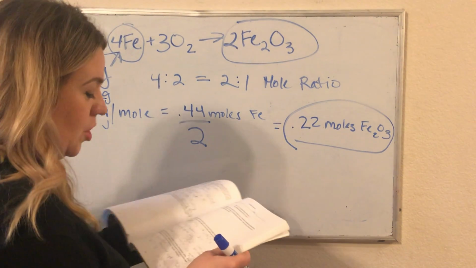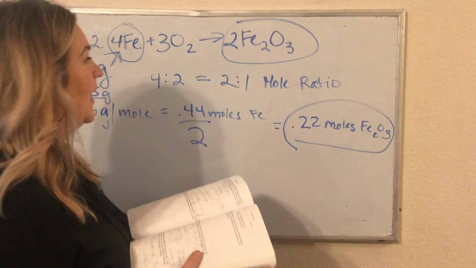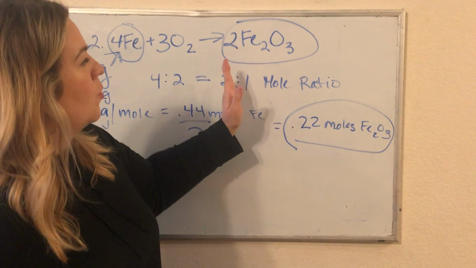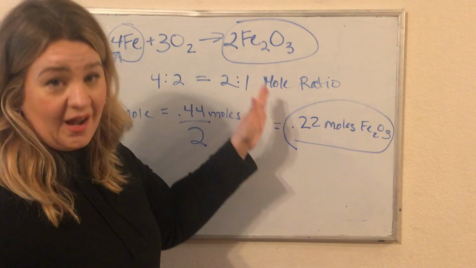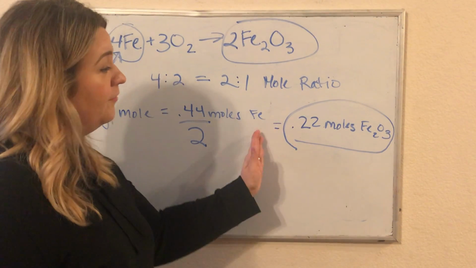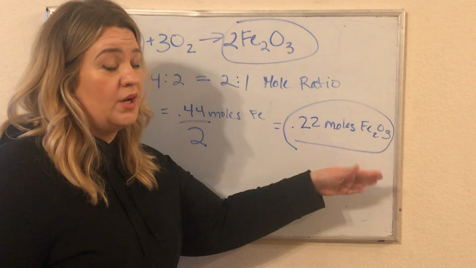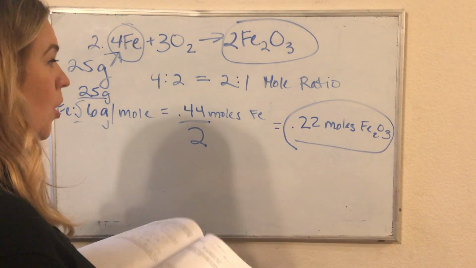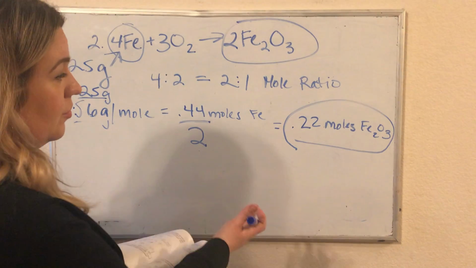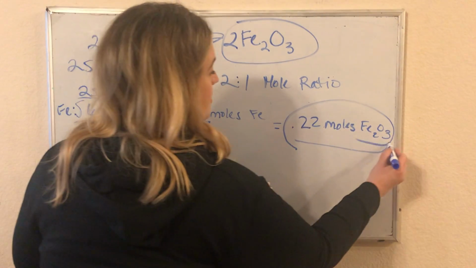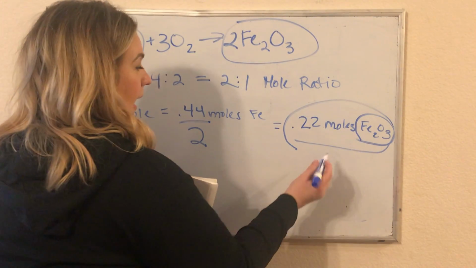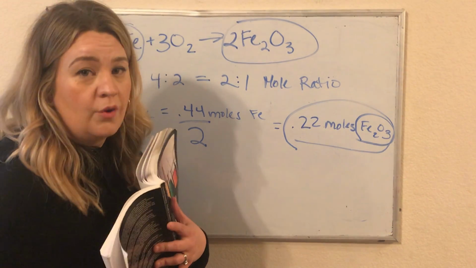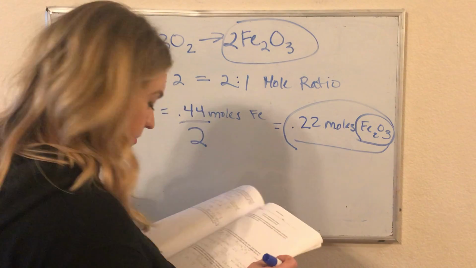Now we still need to know how many grams we are getting if we started with 25 grams of iron. How many grams are we going to get of the iron oxide? Okay, we have 0.22 moles that we know we have. And now we need to know how many grams there are. And what we do is we take the formula weight of this compound and we multiply that by 0.22 moles, and then we know how many grams we have. So let's figure that out.